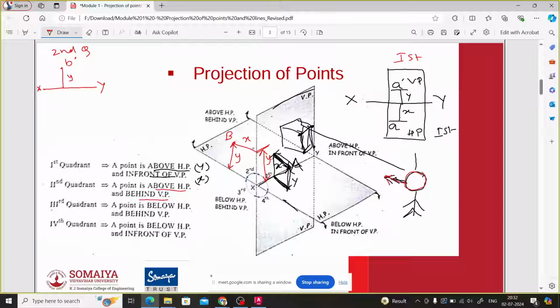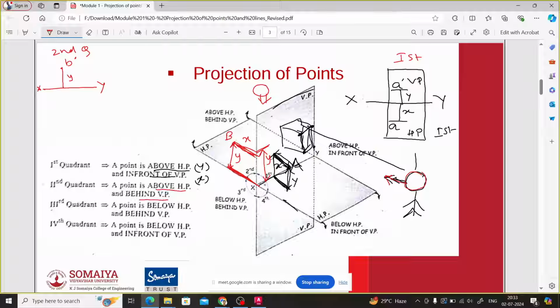Now to locate how much distance it is behind VP, we have to look at it from the top, very similar to this distance, because this x will be projected here. To look at this distance, how much it is behind, we need to look at it from the top end, correct? And the projection will be obtained on this horizontal plane. So this x distance will be obtained on this horizontal plane. Are you agree with this?